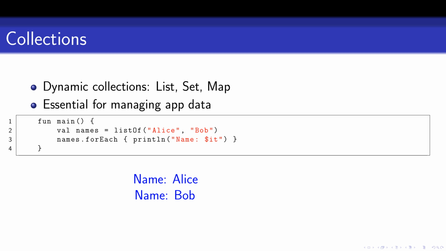Collections like lists, sets, and maps are dynamic and essential for managing app data. The example iterates over a list of names, printing Alice and Bob, demonstrating how collections handle flexible data structures in apps.